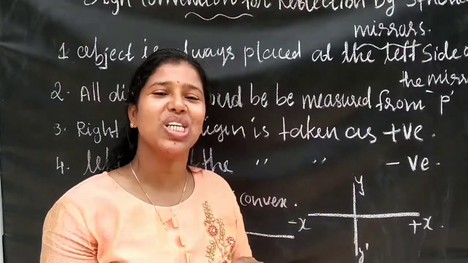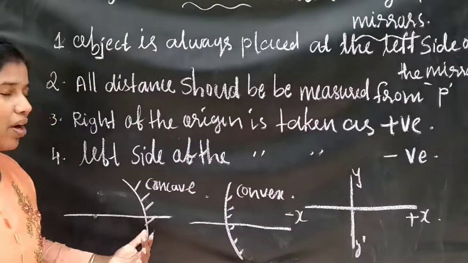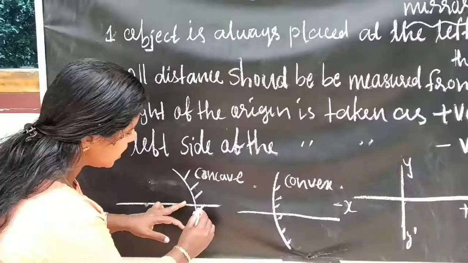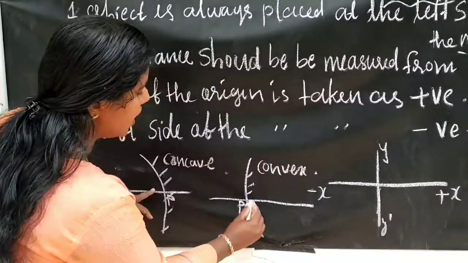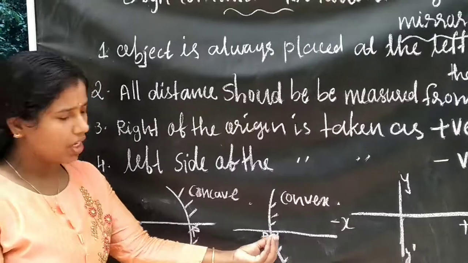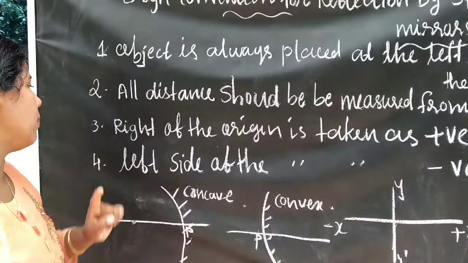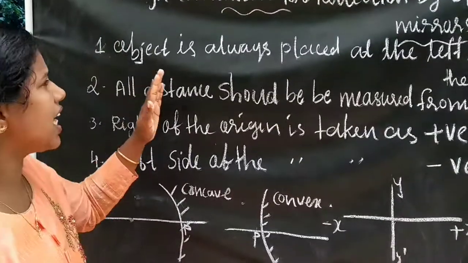All distances should be measured from where? From P. P means the center of the spherical mirror. Here is P. Here also P. All distances we are measuring from P. This side also we are measuring, considering the center as P. That's the second point. Third case, in case of sign convention.